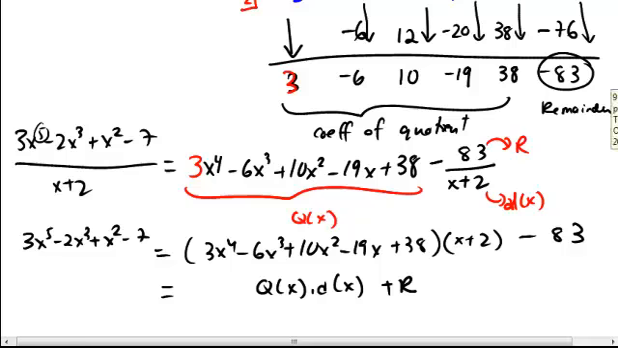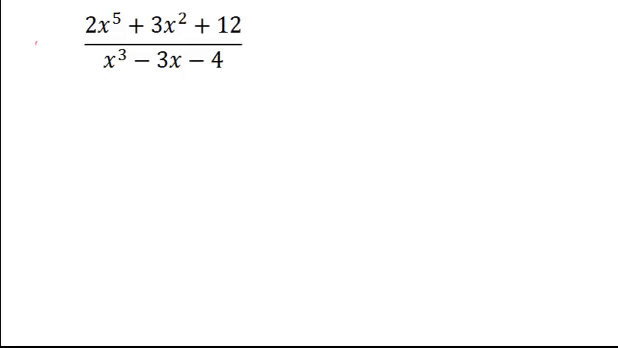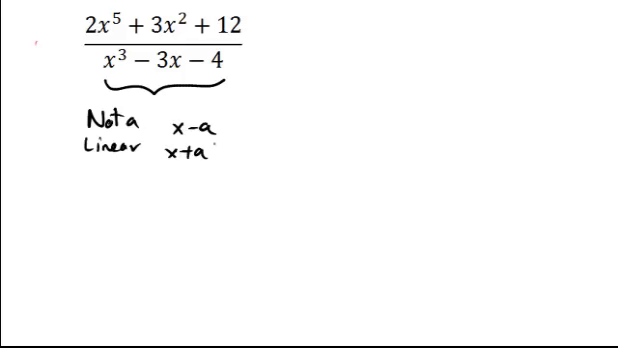Let's have a look at another example. Here you have 2x to the 5th plus 3x squared plus 12 all over x cubed minus 3x minus 4. Now if they're just asking you to divide, remember it's so tempting to do synthetic division, but notice this is not a linear term. This is not an x minus a or x plus a term. So guess what? Synthetic division cannot be performed on this.